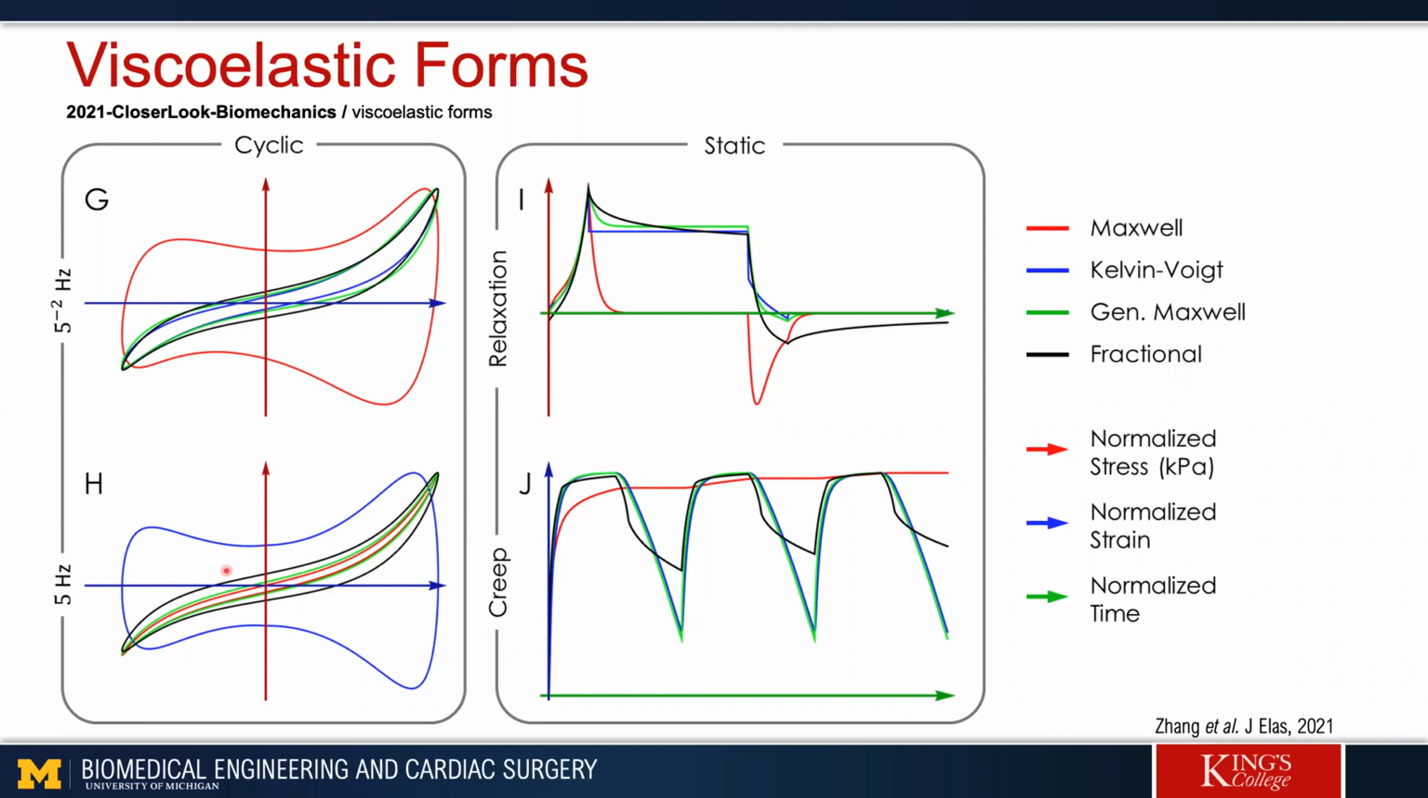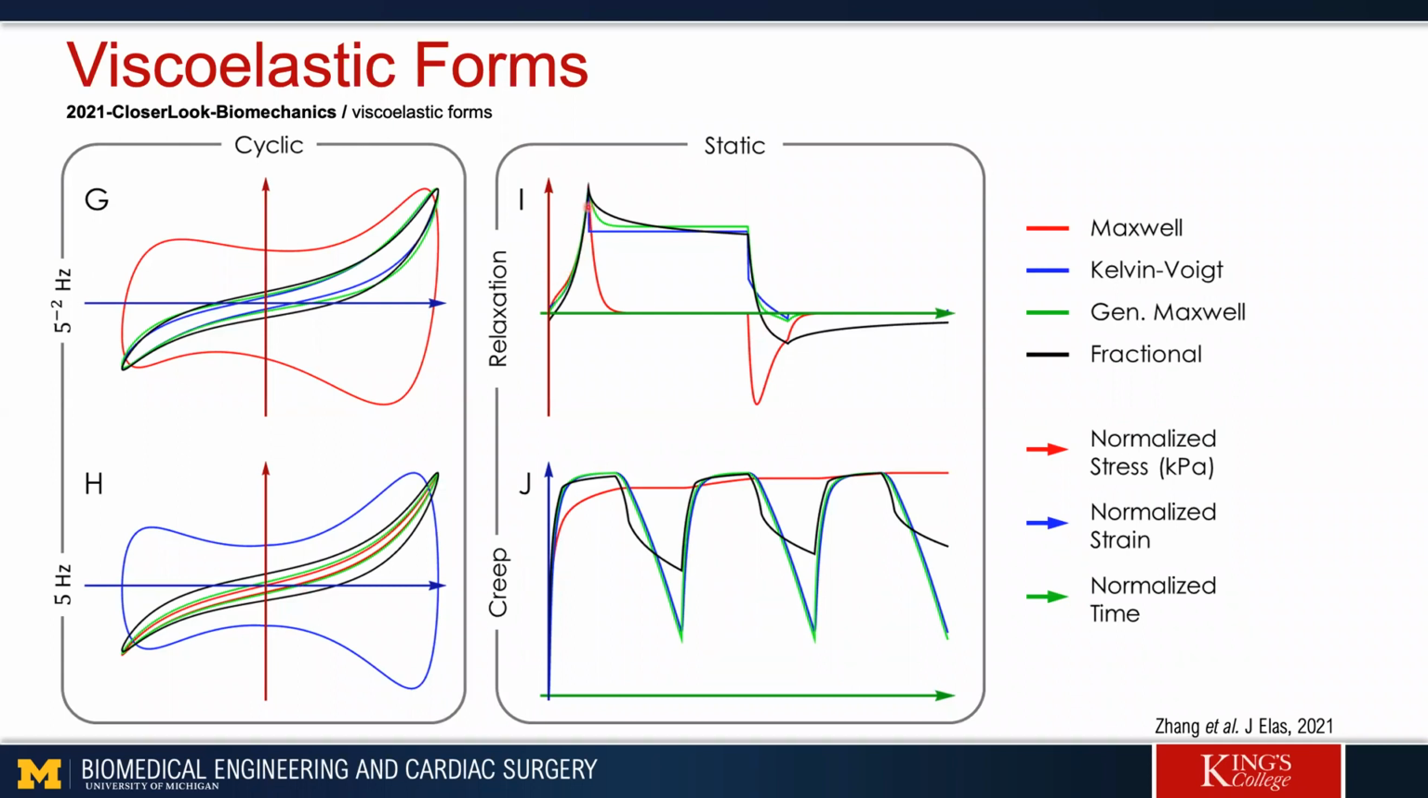That might be the way that a certain tissue works, but most of the tissues that we saw didn't really behave that way. They tended to have a similar looking hysteresis loop as you changed frequency. You can see here that the green model, which is the generalized Maxwell, and the black model, which is the fractional model, both maintain a fairly similar looking loop. The green one shrinks a little bit, but not as dramatically as, for example, the red one.